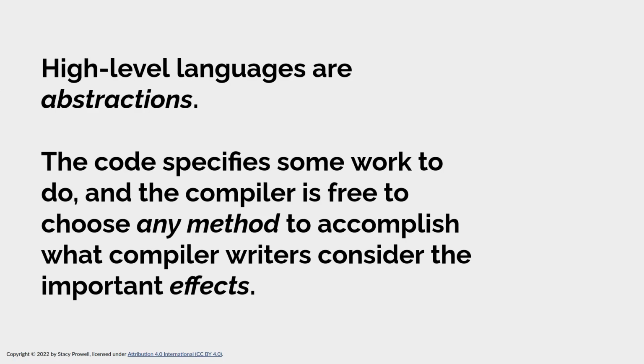The code specifies some work, but the compiler is free to choose any method to accomplish that. And what is it trying to accomplish? It's trying to accomplish the thing that the compiler writers considered to be the important effects. One of the things that they do is they run through your code, they try to figure out what they can throw away, and they throw that stuff away because nothing is going to be faster than code you don't execute, right? That's going to take 0 cycles. And so the more code they can put in that doesn't execute, the happier the compiler writers are going to be because it's going to be faster.